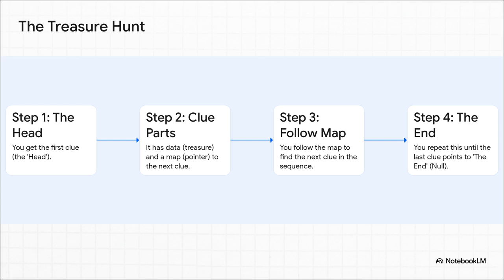Now, this clue holds two things. First, a piece of treasure. That's your data, maybe a song title. But the second thing is the important part. It has a map, or a pointer, that tells you exactly where the next clue is hidden. So you follow the map, find the next clue, and guess what? It's got its own treasure and its own map. You just keep doing that over and over until the very last clue has a map that just says the end. And each one of these clues, that's what we call a node.